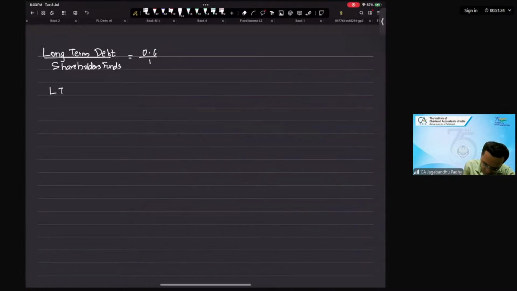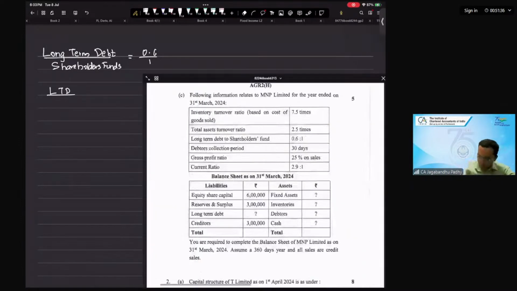Now, we don't know the long-term debt, but we know the shareholders fund. Shareholders funds comprise equity share capital and reserves and surplus, totaling 6 lakh plus 3 lakh, which is 9 lakh. So long-term debt is 9 lakh into 0.6, which is 5 lakh 40,000.